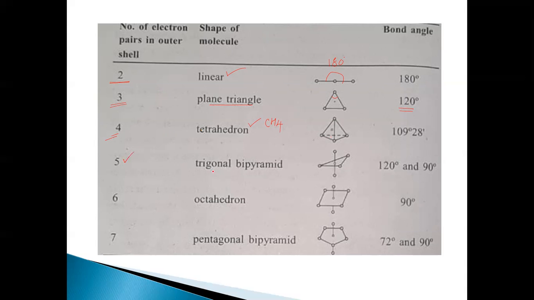If there are 5 pairs, the shape is trigonal bipyramidal, where 3 atoms are arranged in one plane and 2 other atoms are arranged above and below the plane of the molecule. This angle is 120 degrees, and this is 90 degrees; we observe these 2 bond angles in this case. If there are 6 pairs in the outermost shell, the shape is octahedral, and the bond angle is 90 degrees. If there are 7 pairs, the shape is pentagonal bipyramidal, where 5 atoms are arranged in one plane and 2 other atoms above and below the plane, where the bond angle here is 72 degrees and here it is 90 degrees.